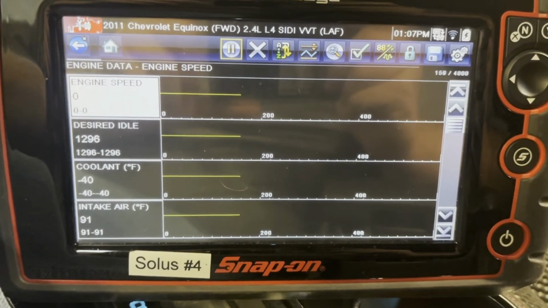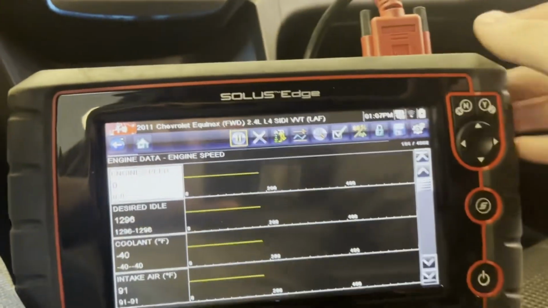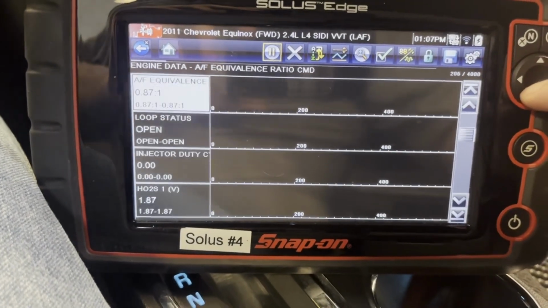So now I unplugged the ECT sensor. Here you can see our temperature is reading -40, and let's see what our fuel trims would look like when we start the vehicle up here.